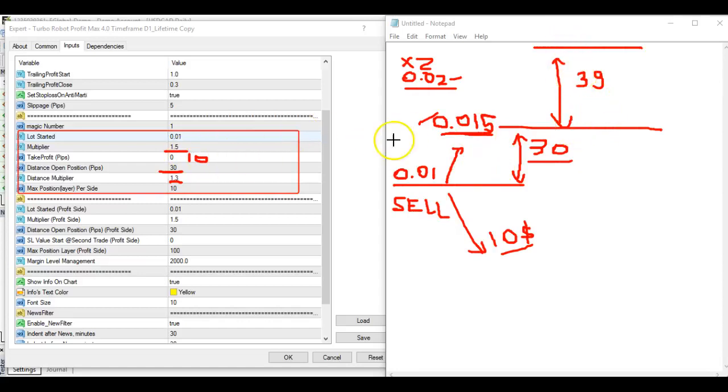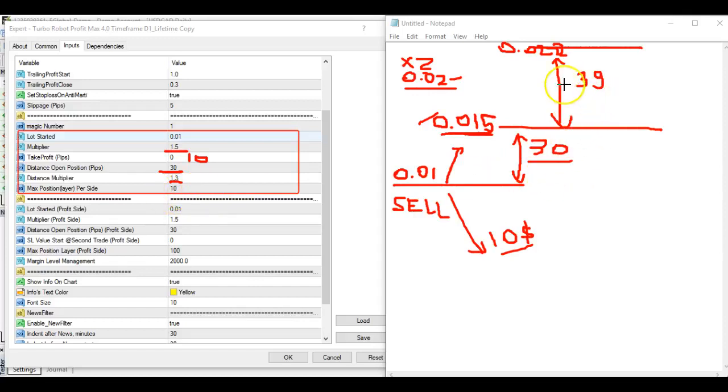What is the next position lot size? The 0.015 multiplied by 1.5 gives the next lot position, which will be 0.022 lot size. Okay, 0.022. So it will continue for however many levels. It's just the same.